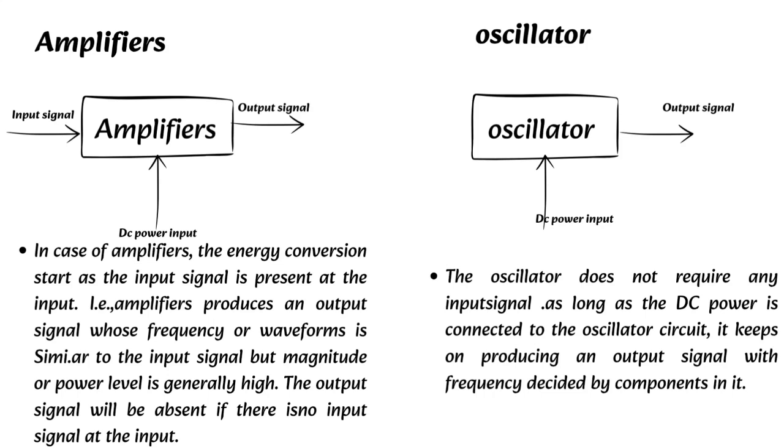Now let us see the difference between an oscillator and an amplifier. The major difference is the input signal. In an amplifier, the input signal is required. The amplifier increases the strength or amplitude of the input signal. But coming to an oscillator, there is no input signal. The circuit itself generates the output signal continuously. This is the major difference between an amplifier and an oscillator.